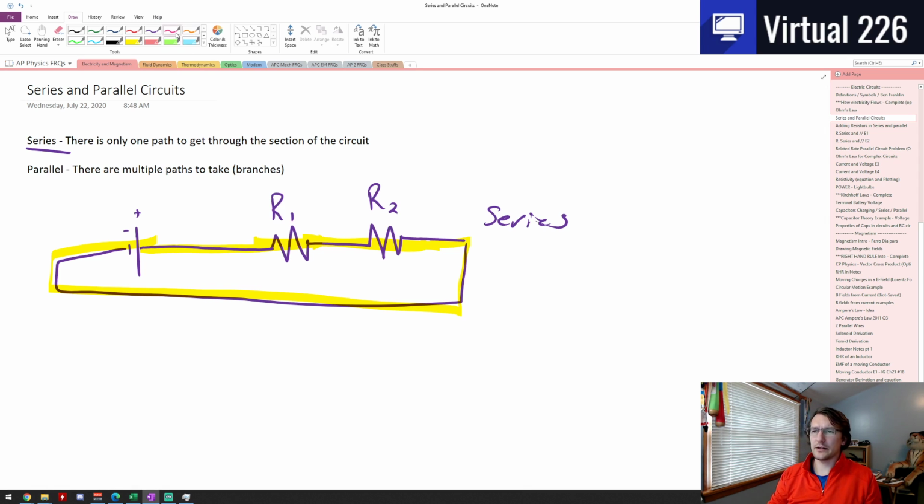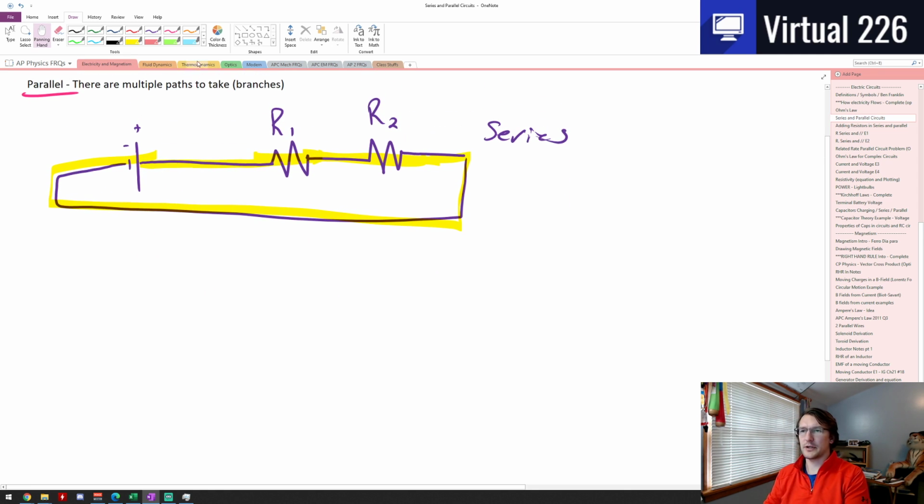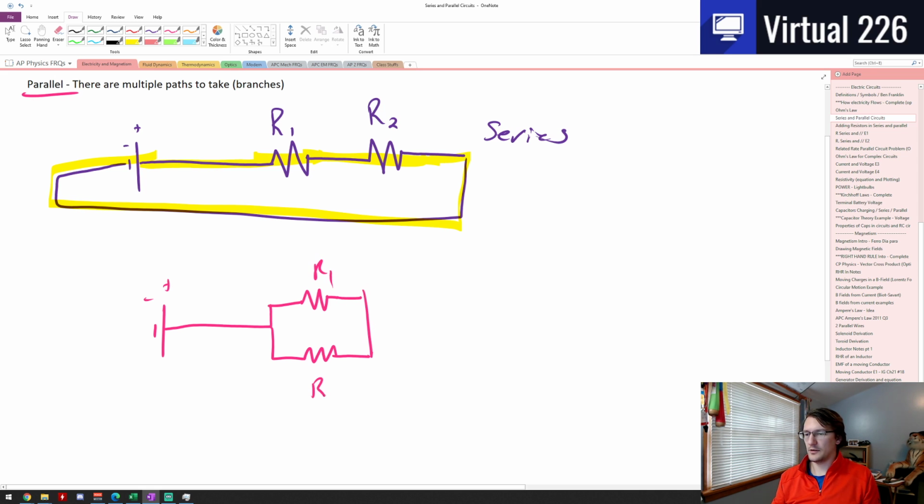Now let's look at a parallel. We'll do a parallel in pink. If we want to take a look at a parallel branching setup here, I'll start with a battery again. There's positive, there's negative. For this one, let's just come out, and here's one resistor, and then here is the other resistor. There's R1, there's R2, and then we come around.